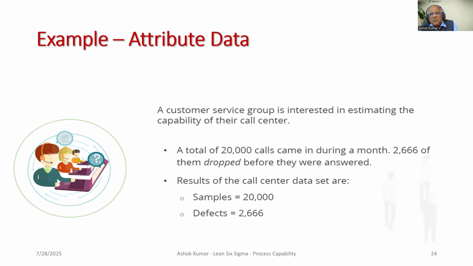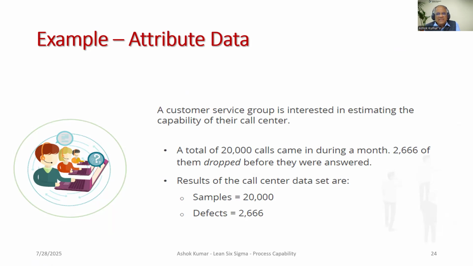A customer service group is interested in estimating the capability of their call center. There are 20,000 calls coming in during a month, out of which 2,666 calls are dropped. So the sample size is 20,000, the defects are 2,000.